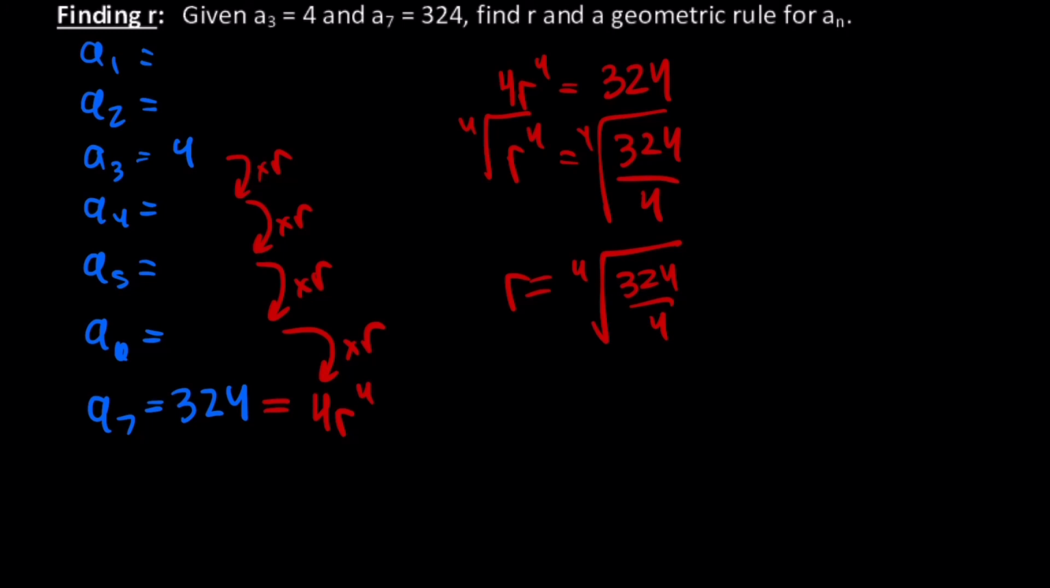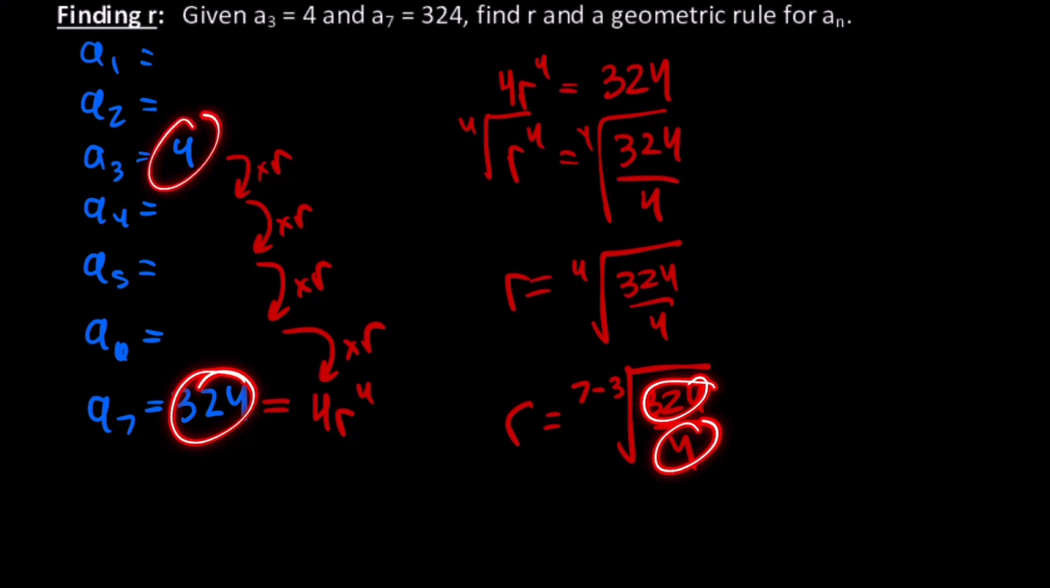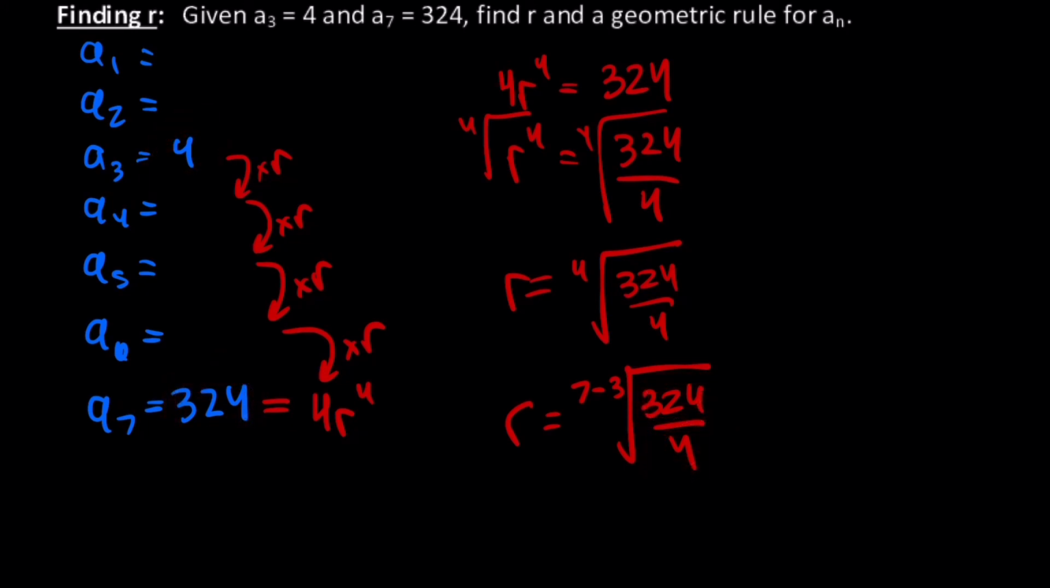And let's examine where these numbers come from. 4 is 7 minus 3, that root. And 324 over 4. So check it out, 7 minus 3 comes from your index numbers. 324 divided by 4 comes from here. So my rule for finding r is simply going to be the n minus m root of a sub n divided by a sub m.